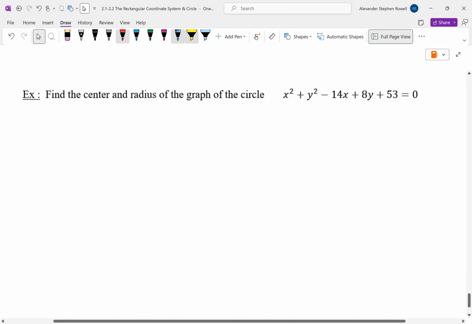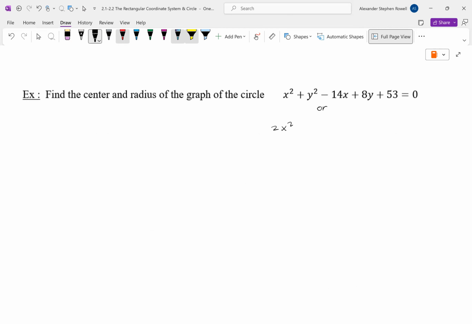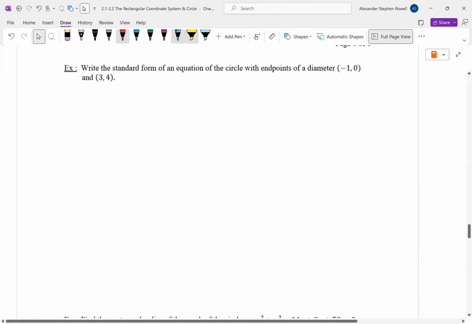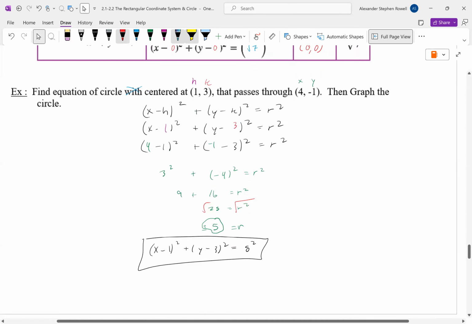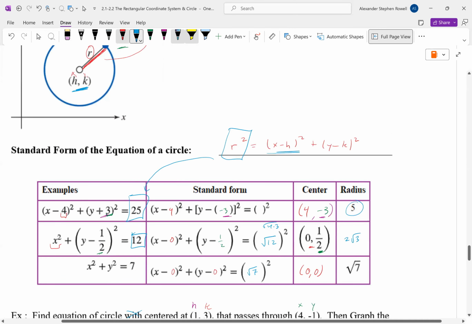Actually, let me change this to a slightly more difficult problem that shows up on the homework. 2x squared plus 2y squared plus 28x plus 24y plus 114 is equal to 0. How can I put this in the form of x minus h squared plus y minus k squared is equal to r squared? It turns out there's a tool that you learned a few sections ago that teaches you how to make perfect squares. What is that tool called?